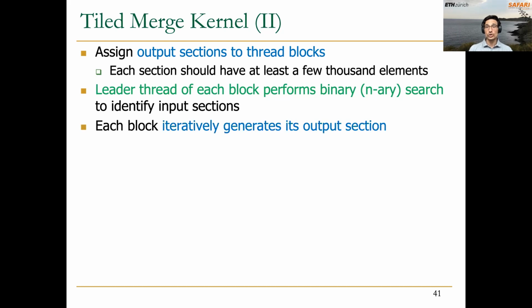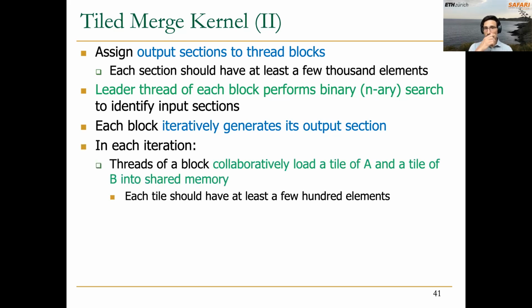Then it will communicate the current values to the other threads in the block, and then each block can iteratively generate the output section. In each iteration, the threads of the block load collaboratively one tile from A and one tile from B into the shared memory, and they perform the merge operation using the values in shared memory. Each tile should have at least a few hundred elements. That's a reasonable size. In the end, the exact size that we will use depends on the available shared memory and on the number of threads that we are using per thread block. But as you know, typical numbers of threads per block are between 32, which is the minimum recommendable, the warp size, up to 1024. So that's why it makes sense that each tile is at least a few hundred elements.